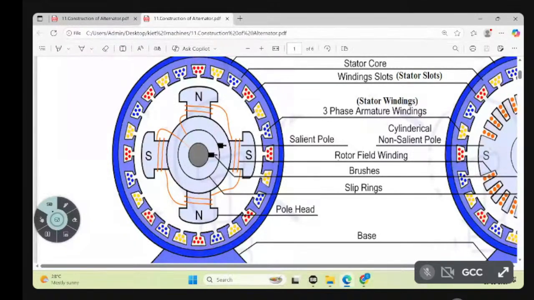So north will deliver the flux like this. North will deliver the flux, and the south pole absorbs the flux. See, flux is delivering now from the north pole, and at the south pole the flux is absorbing. So how is the flux here now? Like this, flux is delivering from north pole to south pole.